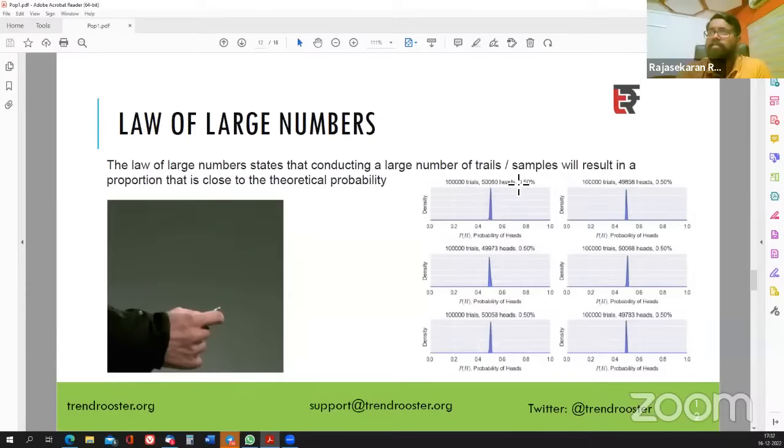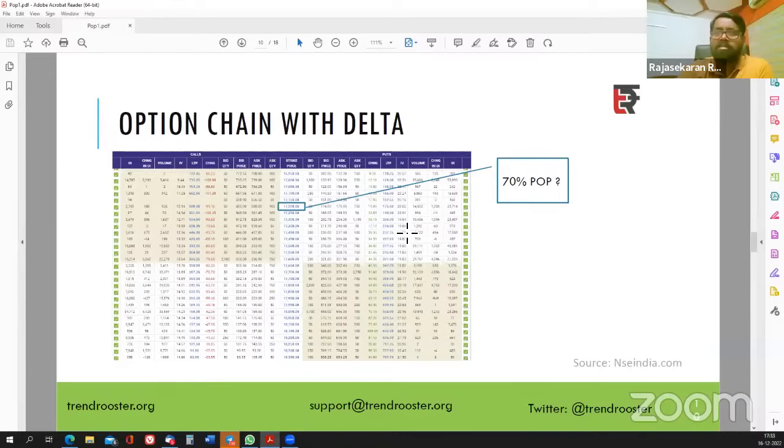All right, when you do 1 lakh trials, do you see it is exactly 0.5 now, which is a 50% probability. When you do the same flip again with more than 1 lakh trials, you get almost exactly 50%. So any time you do a larger number of spins, you always get the probability. What does that mean? Let's go back to the previous one.